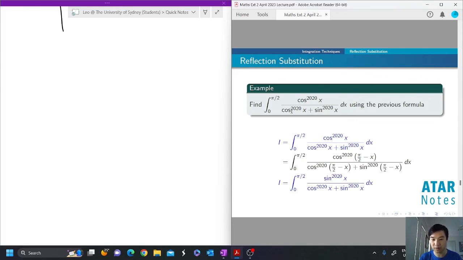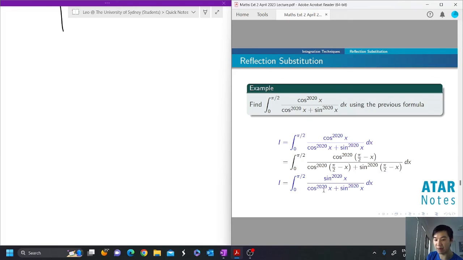Basically, if you're integrating cos to the power of 2020x over cos 2020x plus sine 2020x from 0 to pi/2, it looks really nasty. But if you use the reflection property, you'll know that integrating from 0 to pi/2 is the same thing as integrating the function of pi/2 minus x. What actually happens is the top changes, remember that sine and cos are complementary. So cos of (pi/2 minus x) to the power of 2020 is going to be the same thing as sine x to the power of 2020.